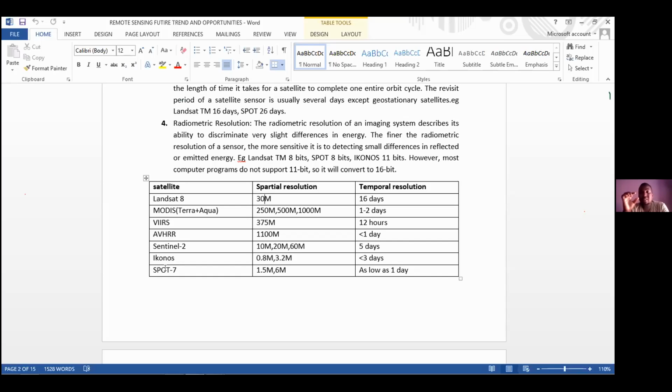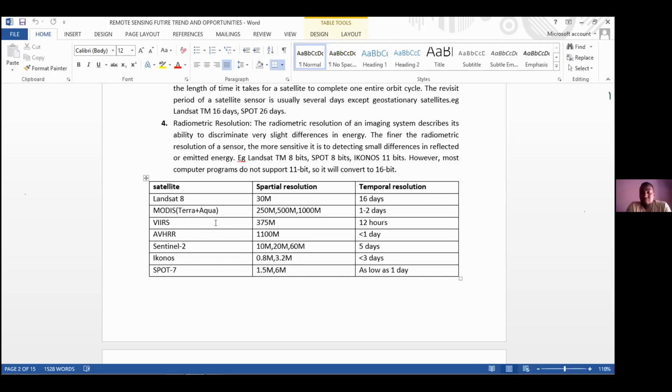There are other satellites that take less than 24 hours. For example, we have VIIRS. It's also another type of satellite, but its spatial resolution is very low. It's 375 meters. That means you cannot rely on that if you want to get very minute elements. But if you want to get that image, it only takes 12 hours. That means you can get it in the morning, and also you can get the same image of the same area in the evening.